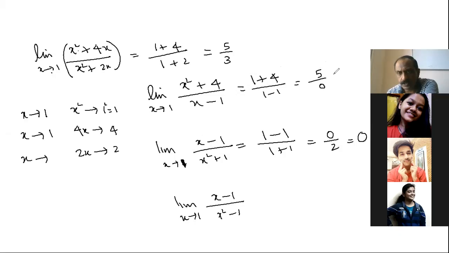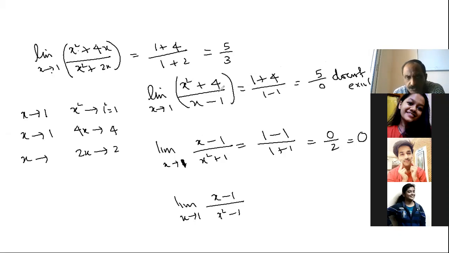The denominator alone is 0, so it does not exist. Not defined. The limit does not exist, because it doesn't approach any particular number. When x is approaching 1, the value of the function does not approach any particular number. So we say the limit does not exist. Okay. Now let's have a look at this one.